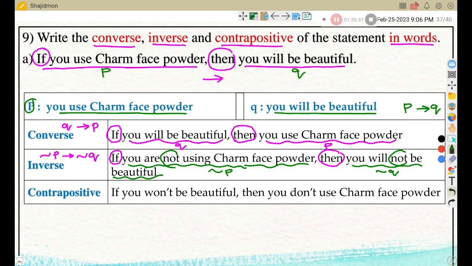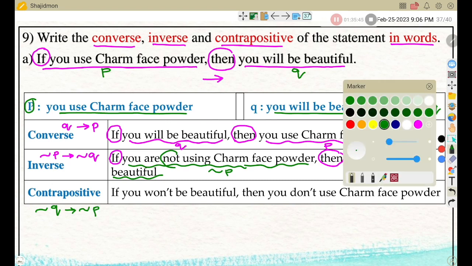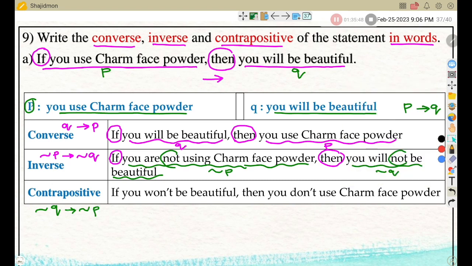Now contrapositive means converse negation. That means negation of Q implies negation of P. So how to write that one? First, the implies symbol is there, so if and then, correct? Then you write negation Q. Negation of Q. What is Q? You will be beautiful. So what will be the negation? You won't be beautiful. You will not be beautiful.